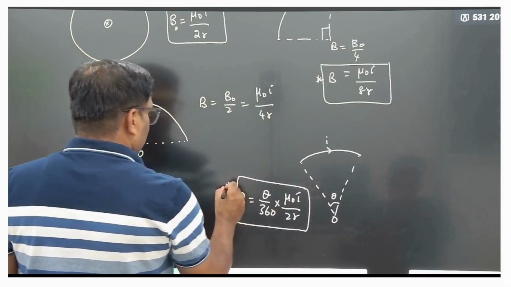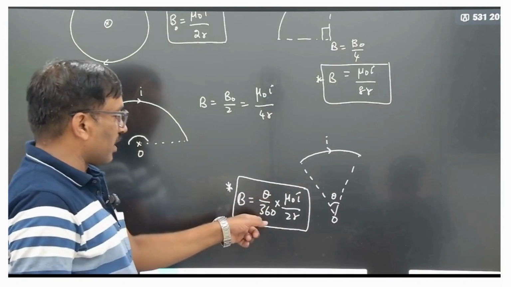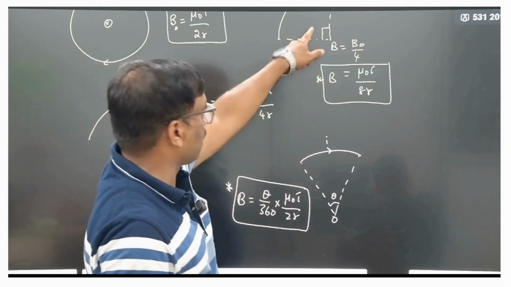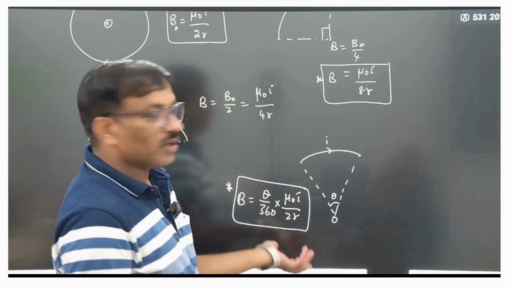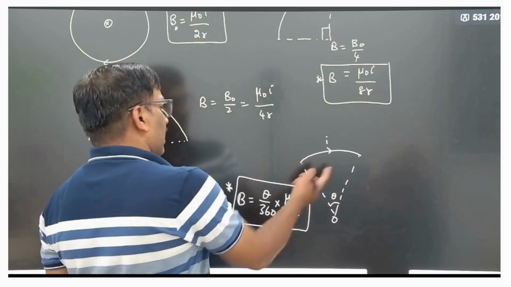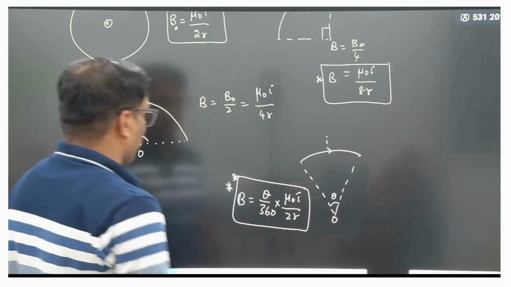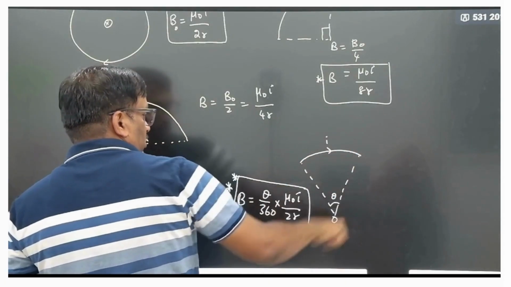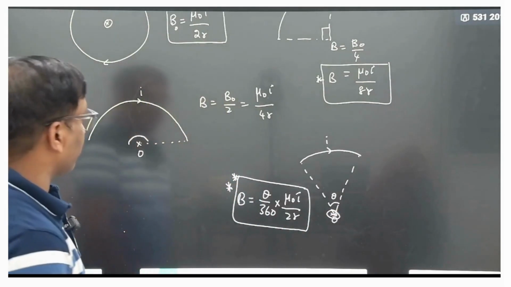You can calculate it with the formula. Suppose here the angle is 180. So substitute 180: 180 by 360 means 1 by 2. Multiply it. Here the angle is 90. 90 by 360 is nothing but 1 by 4. Multiply this one and you can get it. So any angle, 60 or anything, this formula is enough to solve any type of problems. Also the direction: the current carrying conductor is like this, this is your magnetic field, it is inside. Understood? Clear?